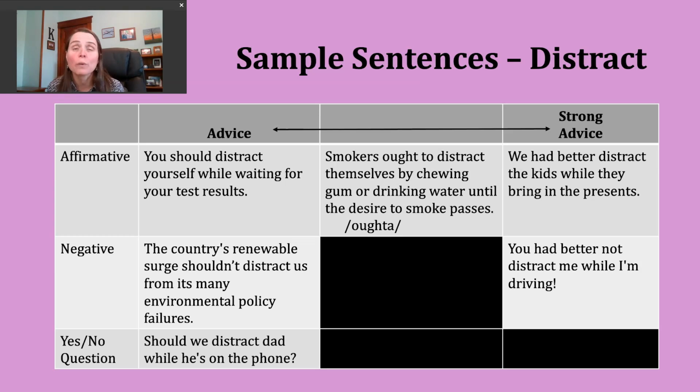So let's start with our first way to give advice. It's with the modal should. Whenever we make sentences where we think it's a good idea for a person to do an action, we're going to start with our subject, use should, and then use the base verb. Here's an example. You should distract yourself while waiting for your test results.